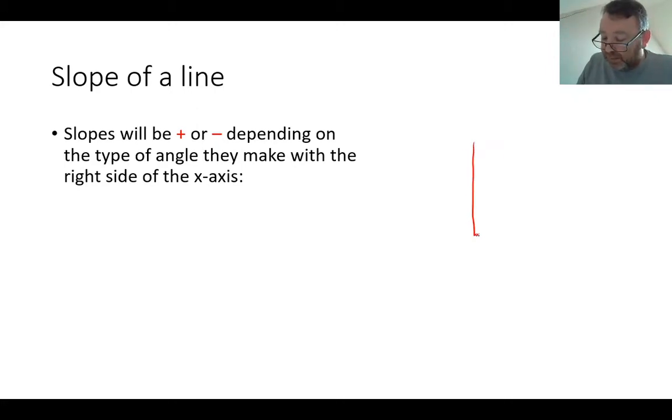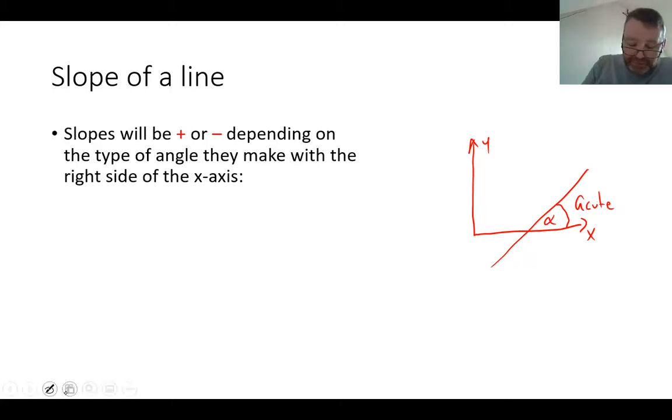Take a look. Here's the xy plane. So there's your x-axis and there's your y-axis. Number 1, let's put a line in like this. That angle there, on the right side, we call that alpha. That angle happens to be acute. Acute means smaller than 90.